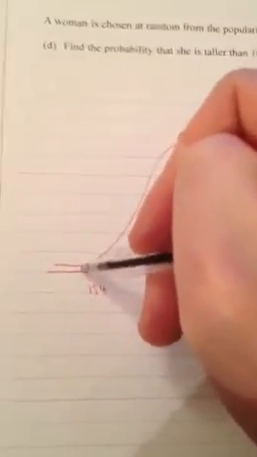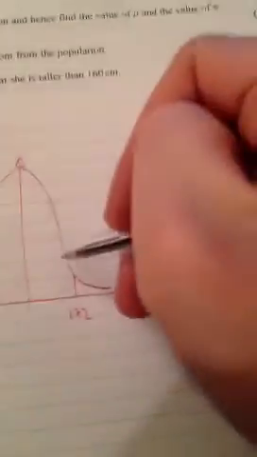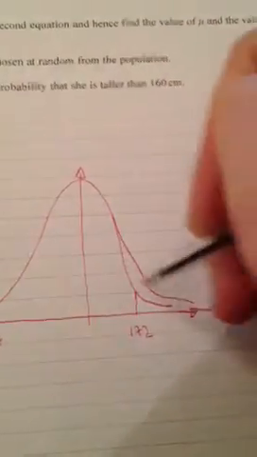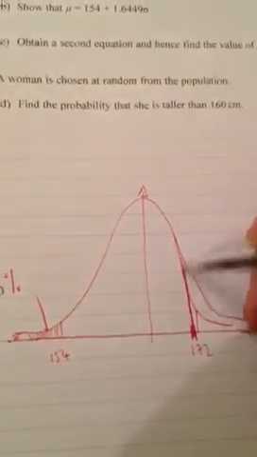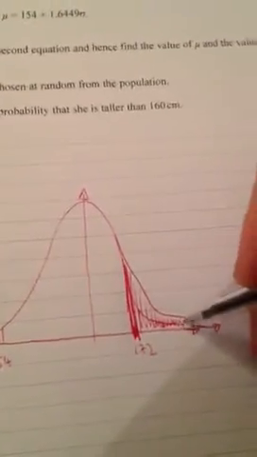This area here, less than 154, says 5% are shorter than 154, so I label that 5%. Same thing here, apart from actually I'm just going to move this. I'm going to make that a little bit of a better drawing. Okay, and I'm going to put my 172 there. There it is, a straight line. Now at 172, this area needs to be, it says here, 30% of the women are taller than 172.